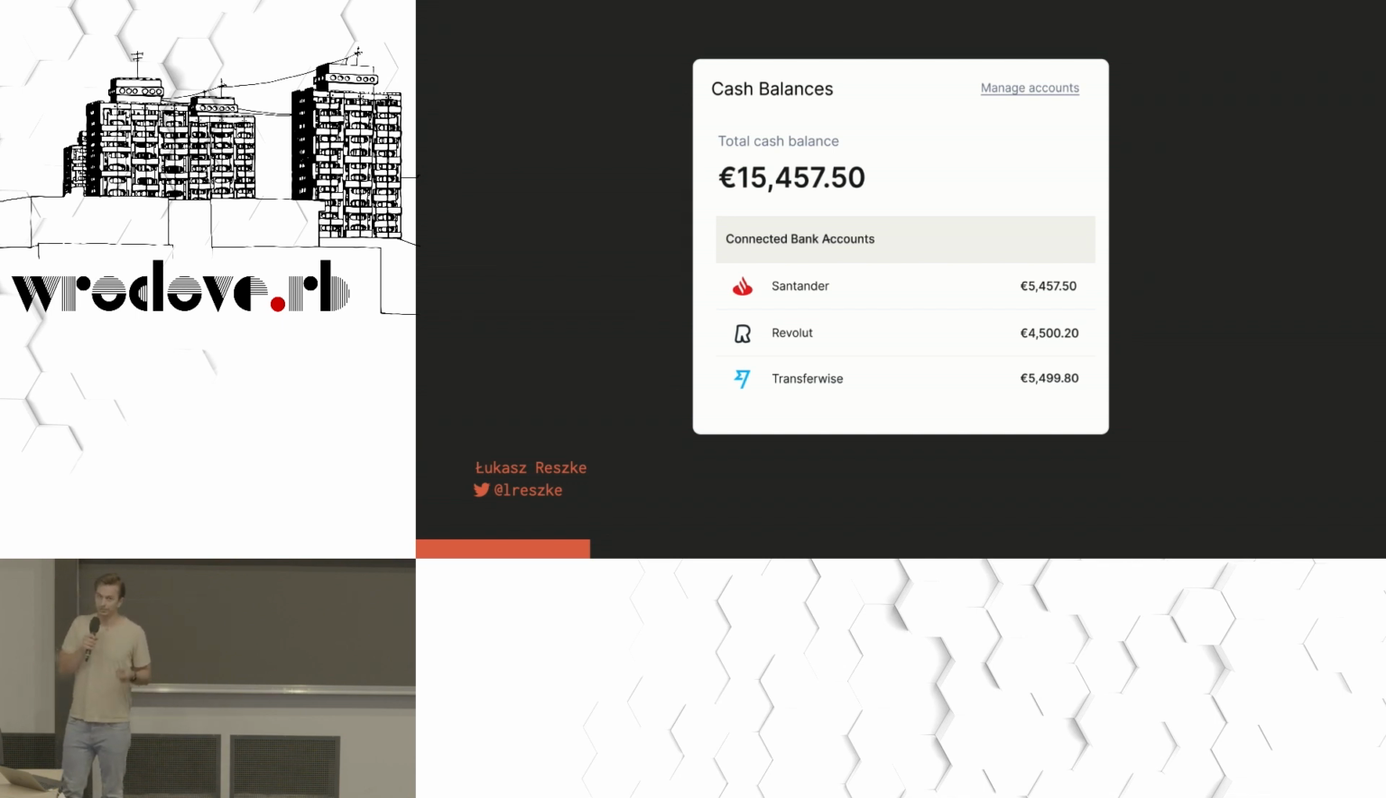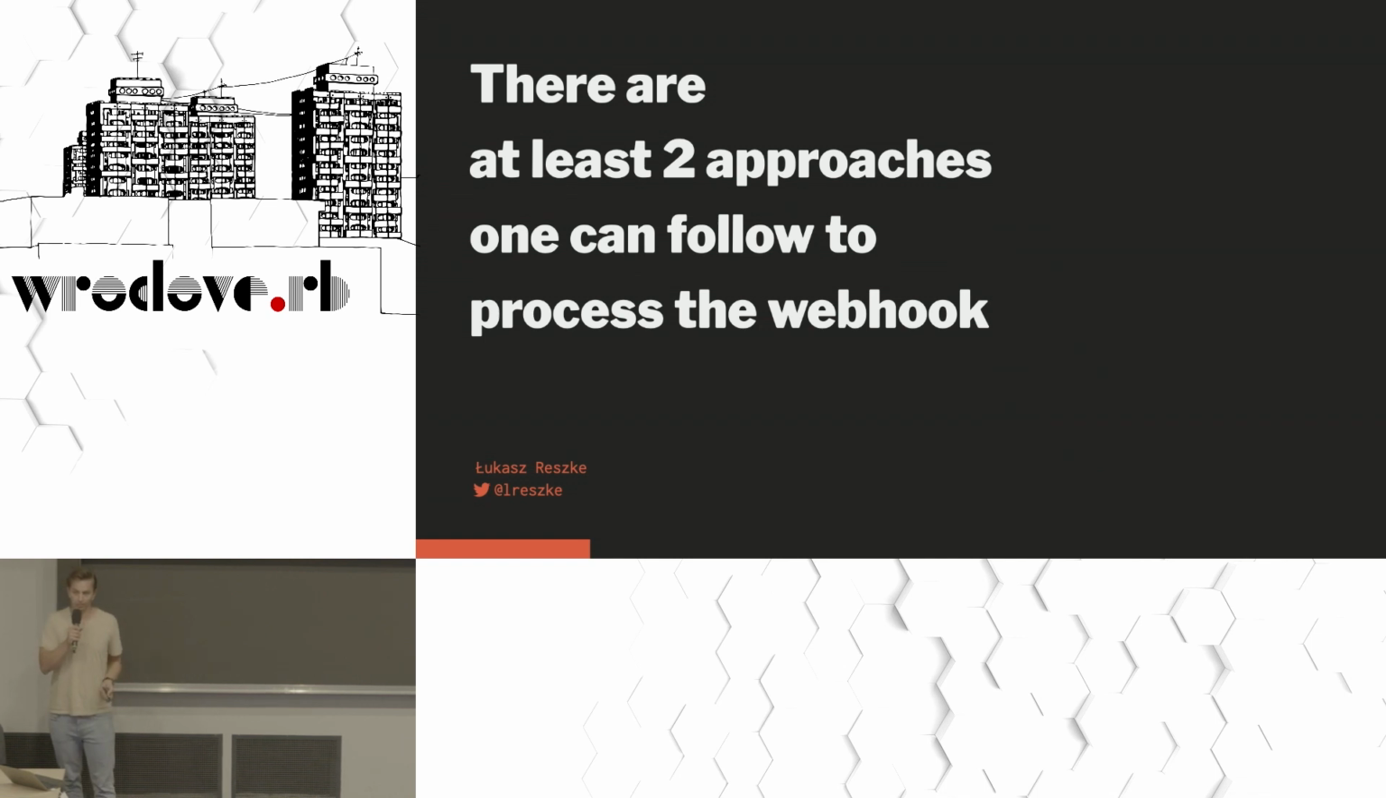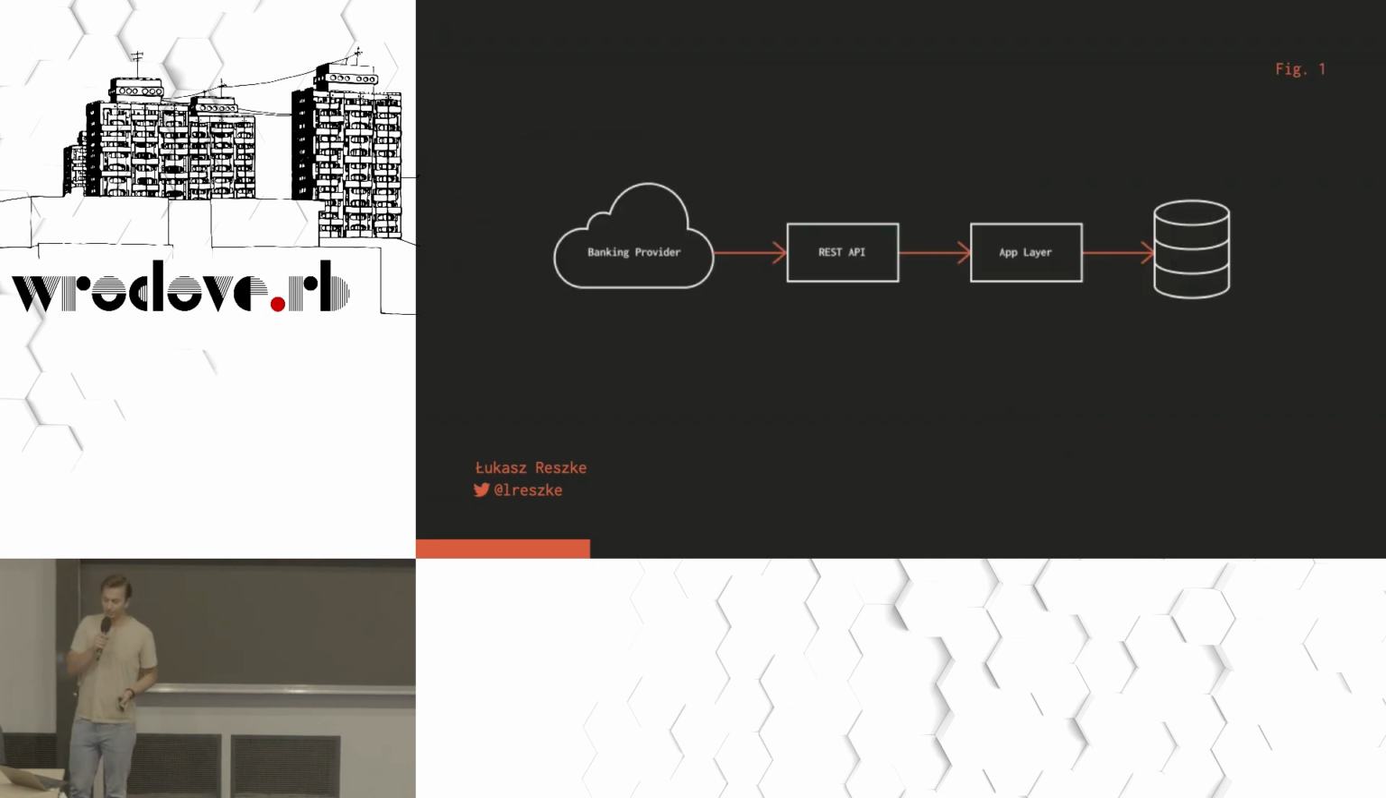And the banking providers integrate with us through so-called webhooks. So they basically hit our API and they send us some data in the payload. And there are at least 2 approaches that one can follow to process a webhook. The first one will be the synchronous approach. So when we receive a webhook from the banking provider into our REST API, we can pass the payload from that webhook like a hot potato until it lands in the loving embrace of the database.